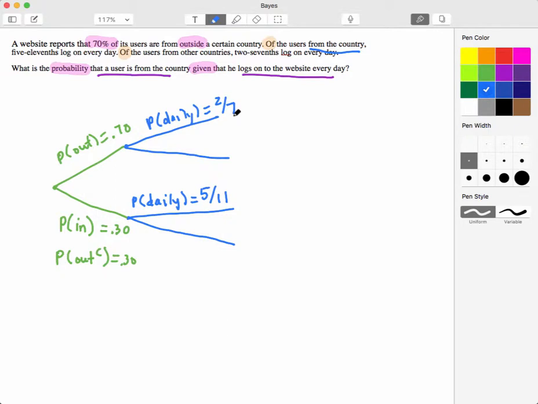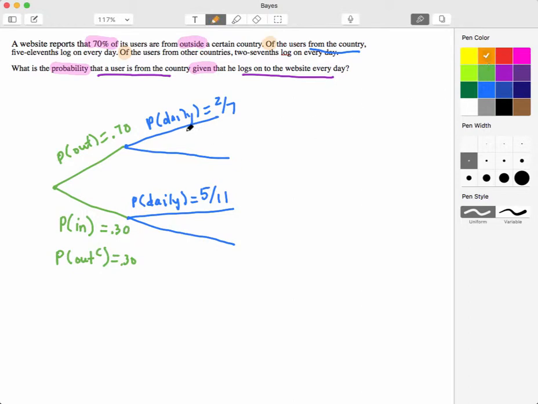So make sure to read the words really carefully. Read which is a conditional probability and which isn't. These ones in blue are the conditional probabilities. It says if you came from this branch, now the probability is such and such along this branch. So what about these other branches? Those facts weren't given to us, kind of like the 30% wasn't given to us. We just know that the total has to be 100%.